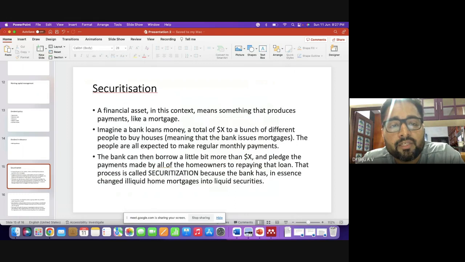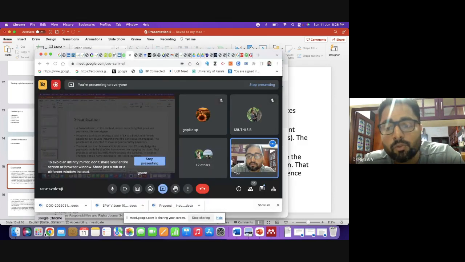A financial asset in this context means something that produces payment, like a mortgage. Imagine a bank loans a total of X dollars to a bunch of different people to buy houses, meaning the bank issues mortgages. The people are all expected to make regular monthly payments. The bank can then borrow a little more than X dollars, because the bank has the loan of 10 million, and the bank can convert these loans into securities. So this is securitization, and this is also very significant.